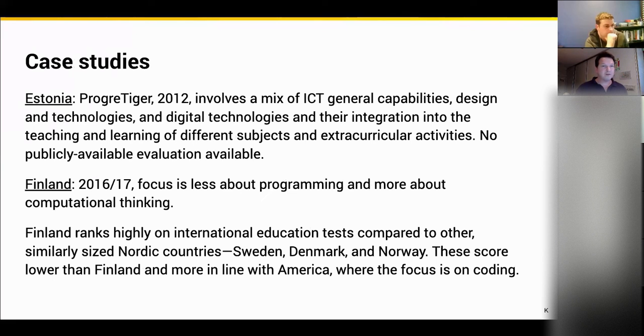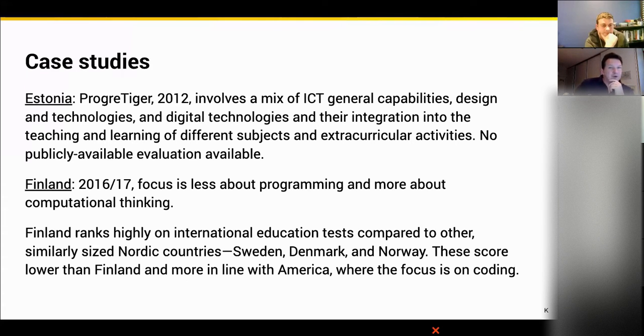So let's look at some of the developments overseas. In Estonia, for example, they started in 2012 a program called ProgeTiger, you might have heard of, which is a mix of ICT general capabilities, design and tech, using the Australian terminology, and digital tech. They put this all together. There's a big focus on technology in the classroom in Estonia. And we couldn't find a publicly available evaluation of the program. It's very common to most of the programs. The evaluation is really hard to get your hands on.